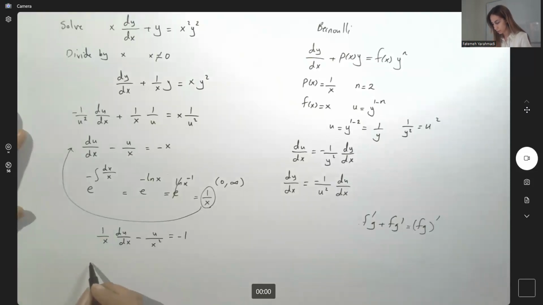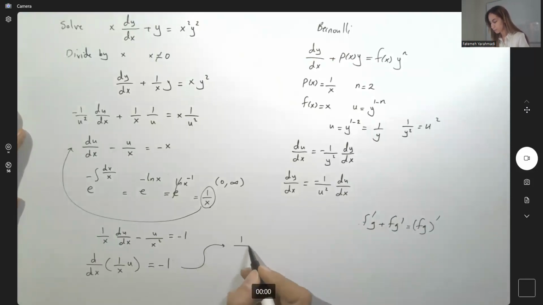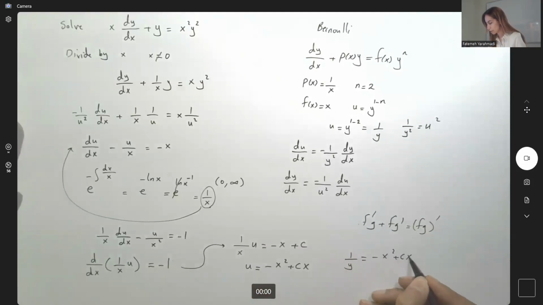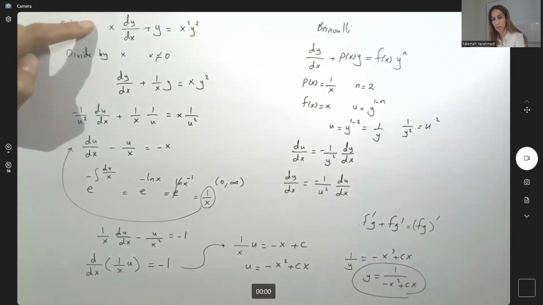So basically you have d over dx of 1 over x times u, which is equal to negative 1. So if you take the integral of both sides, 1 over x times u is equal to negative x plus c. So u becomes negative x squared plus cx. But what is u? u is 1 over y. So we can write 1 over y equals negative x squared plus cx, or y becomes 1 over negative x squared plus cx. This is the solution for this differential equation.